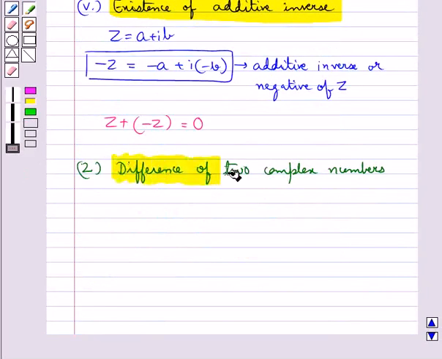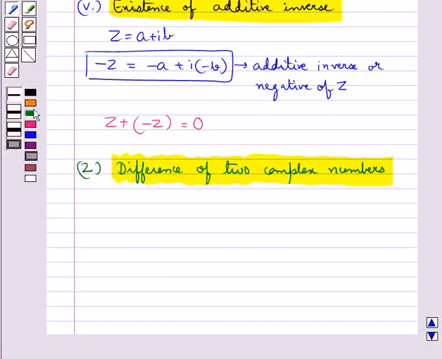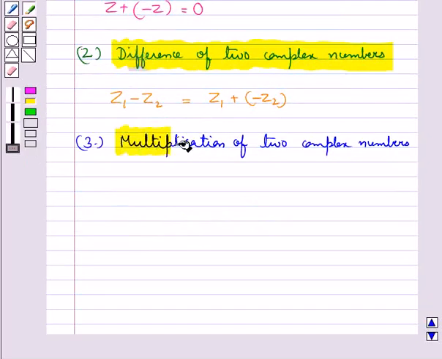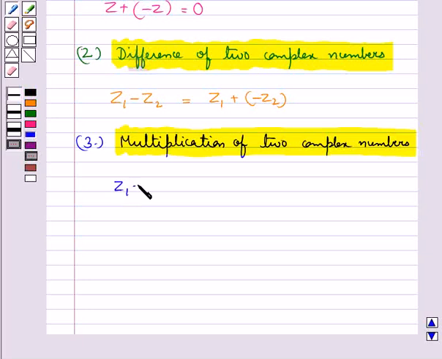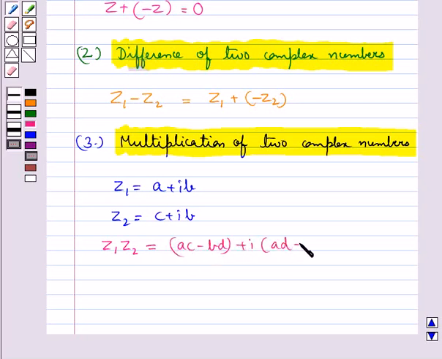Next we discuss difference of two complex numbers. Given any two complex numbers z1 and z2, their difference, that is z1 minus z2, is equal to z1 plus minus z2. Then next is multiplication of two complex numbers. Consider a complex number z1 equal to a plus ib and a complex number z2 equal to c plus id. Then their product, z1 multiplied by z2, is equal to ac minus bd plus i into ad plus bc.